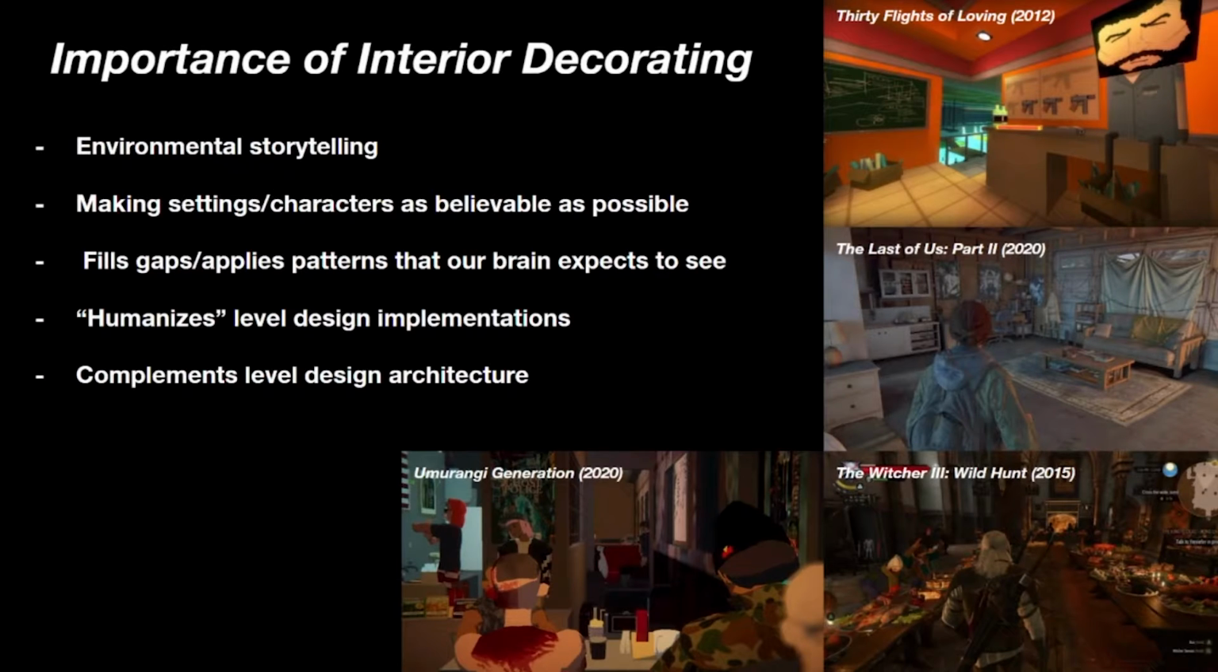When I say realistic, which I will say quite a bit in this presentation, I don't mean 4K textures, ray tracing, bump and normal maps, and all that. I'm talking more about how it's placed. So just keep that in mind. With that said, with an example like The Last of Us Part 2, it's important for interior decorating because it makes your characters and your setting really believable.